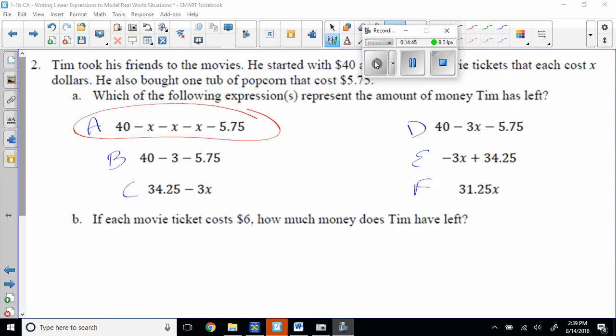Ladies and gentlemen, how about B? No. Is B a choice? No. Why? It's just 3. 3 what? Well, if it had that x in it, it would be like, holla. But it ain't, right? So now, let's go to C.